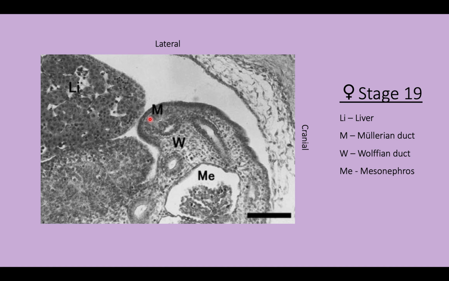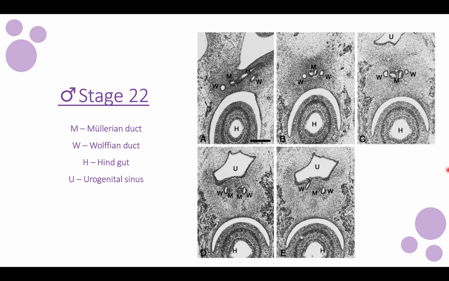This is a frontal section of a stage 22 male embryo showing the caudal portion of the two elongating Mullerian ducts at 5 levels from A to E. And the scale bar here is representing 200 microns. In A, you can see that the two Mullerian ducts, labeled as M, are in direct contact with one another. And in B, we can see that there is a septum that is separating the two Mullerian ducts, or at least the lumen of the two ducts.